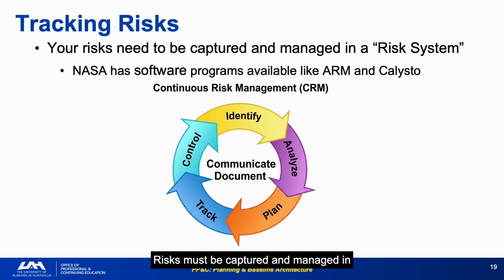Risks must be captured and managed in a formal risk tracking system. NASA has tools such as ARM and Callisto that provide standardized risk capture formats and reporting capabilities. The tool matters less than the discipline. A well-maintained spreadsheet-based risk register is more useful than a poorly maintained enterprise system. What matters is that risks are captured consistently, assessed regularly, and linked to cost and schedule impacts. Risk tracking systems that aren't reviewed at the monthly management cycle quickly become outdated and lose credibility. If the risks in the system do not reflect the current project status, leadership will stop trusting the system.